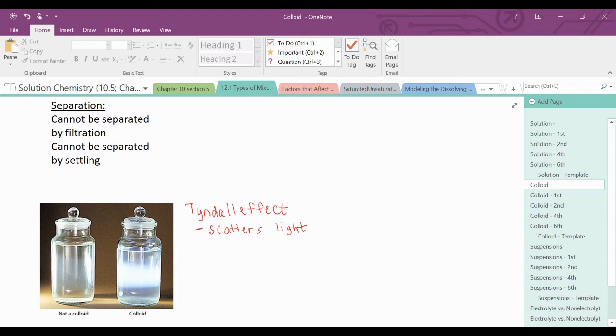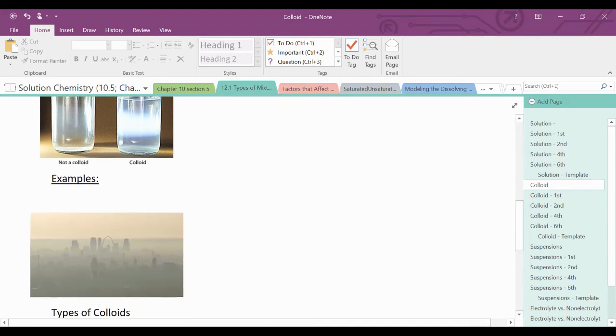And then there are suspensions, which is the other mixture we're going to talk about. These have particles that are so large that it's not transparent like it is here with a colloid. Okay, so really we use the Tyndall effect to be able to separate a solution from a colloid.